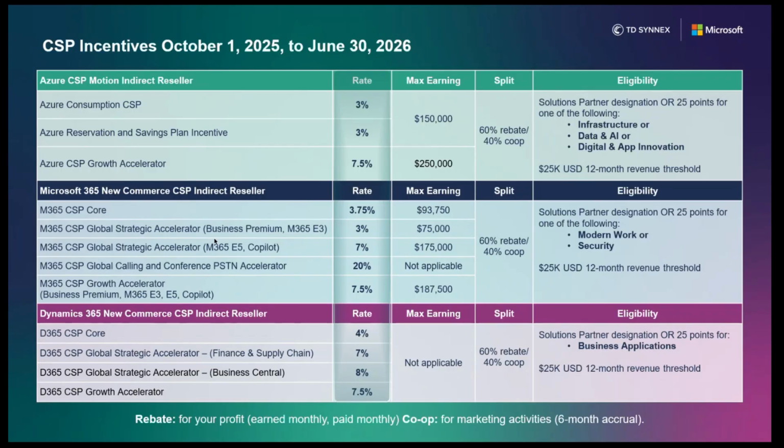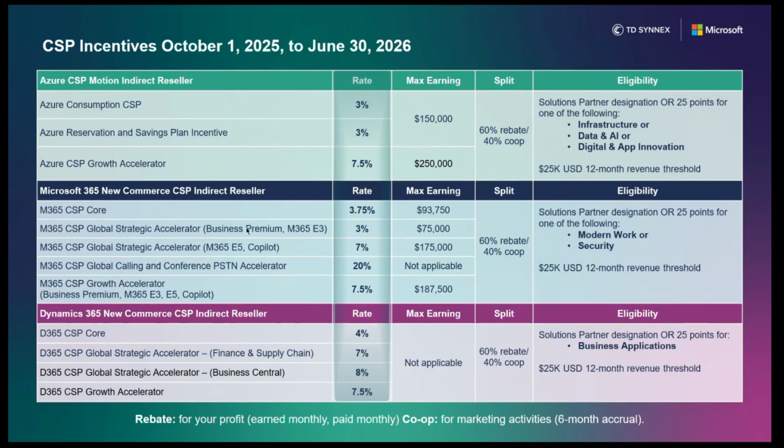They have strategic accelerators in Modern Work. So your first one here is Tier 1, which is Business Premium and M365 E3 SKUs. That pays an additional 3%. The Strategic Accelerator Tier 2 is on the Microsoft 365 E5 SKUs and Copilot, and that pays an additional 7%. And then the third accelerator here is on the Calling and Conference PSTN SKUs, and that pays an additional 20%.